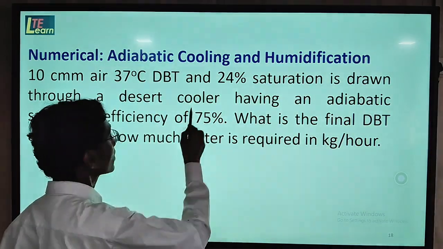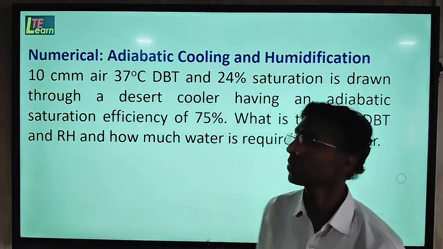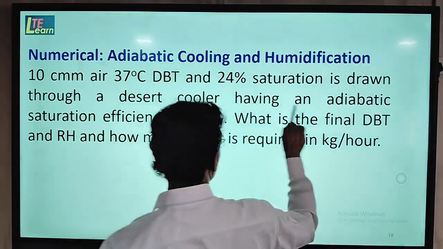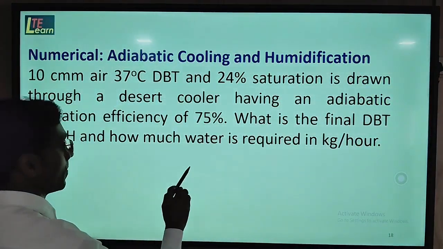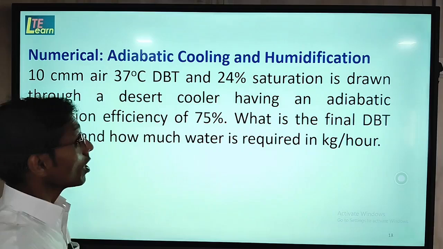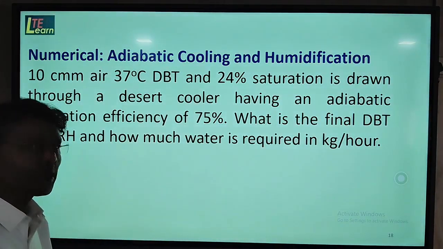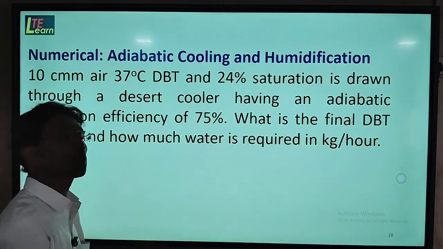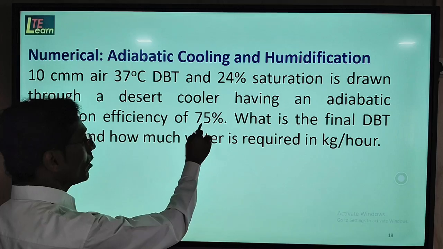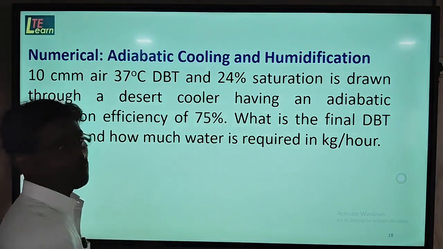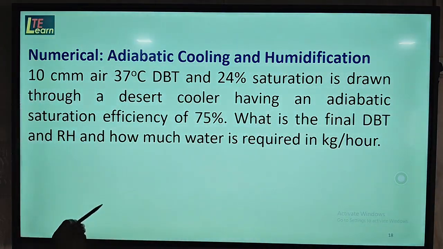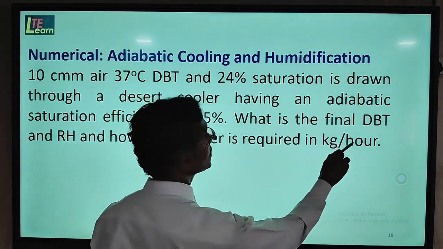Now to conduct this process, the mechanical device which is used is called a desert cooler, having an adiabatic saturation efficiency of 75%. In the desert cooler, especially the humidification process is carried out. Thus the desert cooler is acting here as a humidifier, so this value is the humidifier efficiency. What is the final DBT and RH, and how much water is required in kg per hour?